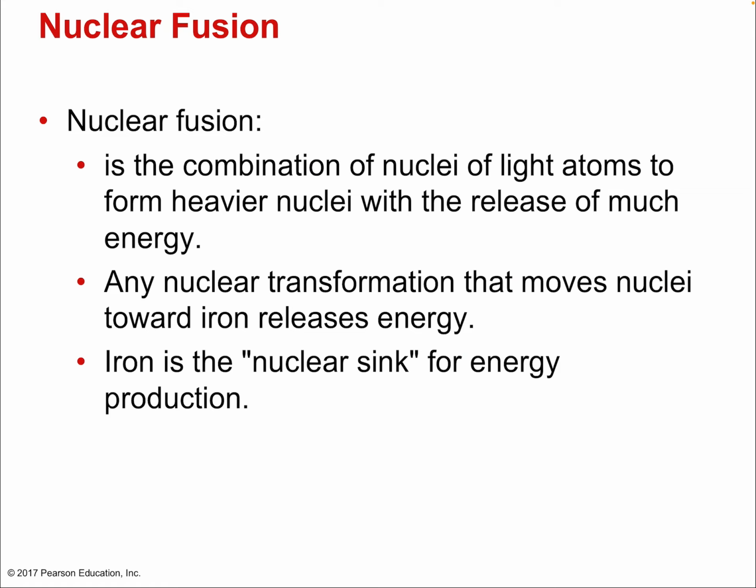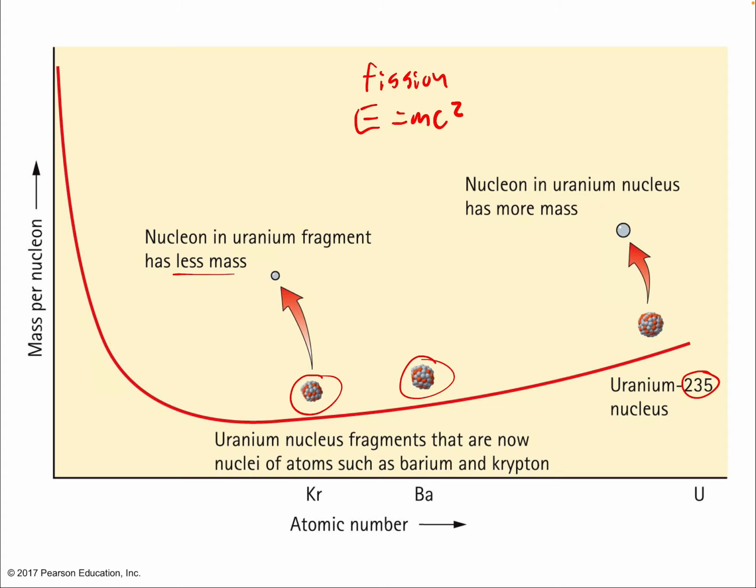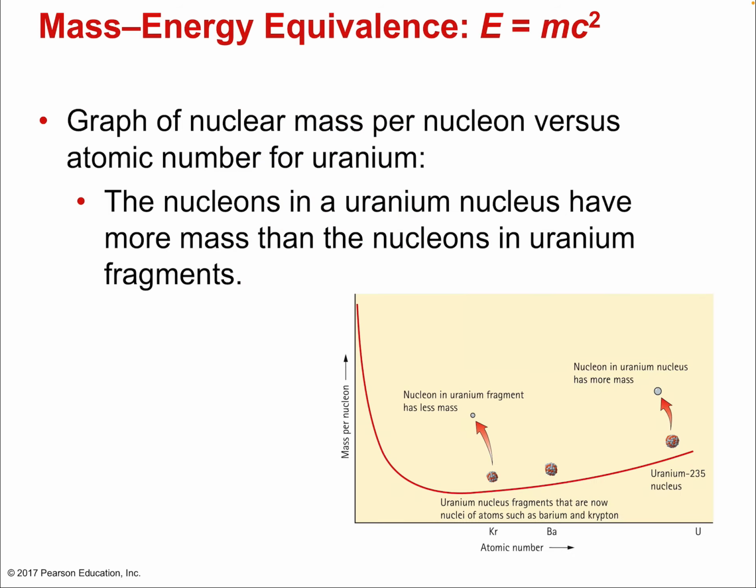So finally, wrapping up with fusion. It is the combination of nuclei of light atoms to form heavier atoms, such as hydrogen forming helium, with the release of much energy. And by the way, you can tell right away that because the graph of mass per nucleon is so much steeper on the light side of iron, for the light elements, there's a lot more energy in fusion than in fission. Fission has a very gradual slope, so you have to really work hard to get that energy out of mass. Here, you get a lot of energy out of mass.